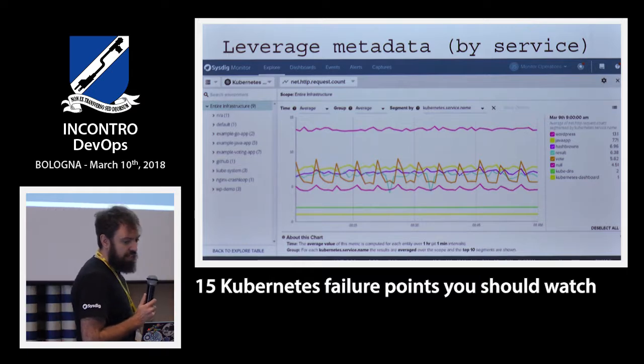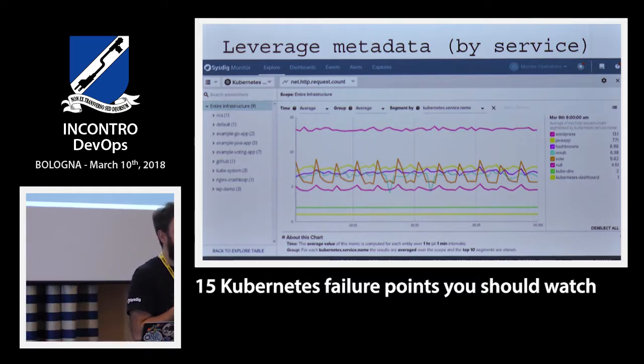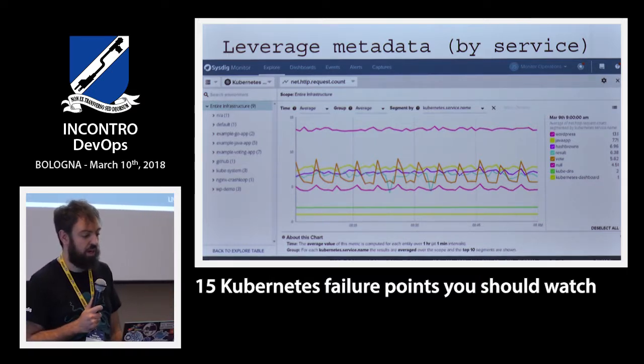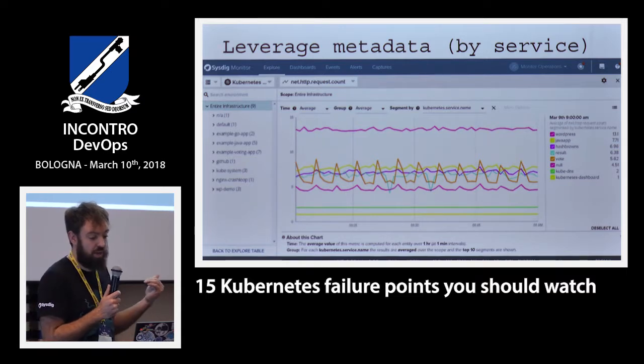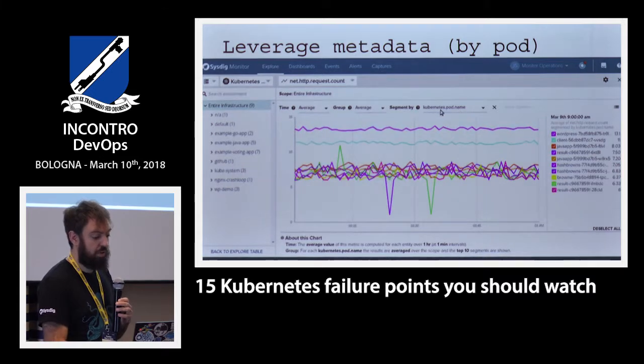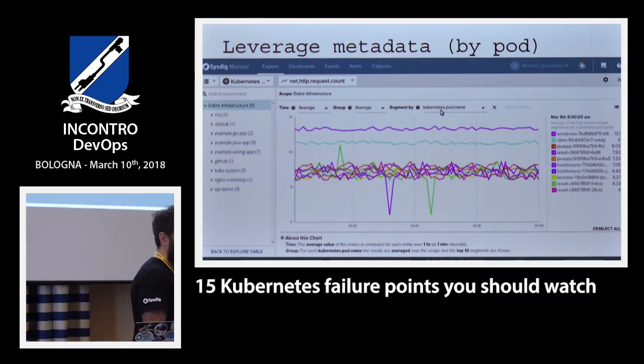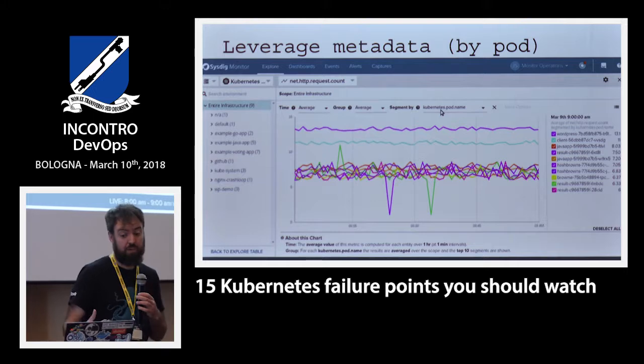Using these labels, they allow us to look at any of these metrics we saw before. For example, HTTP request counts, looking at them segmented by service, or we can segment by pod. The same metric can be analyzed from different points of view.